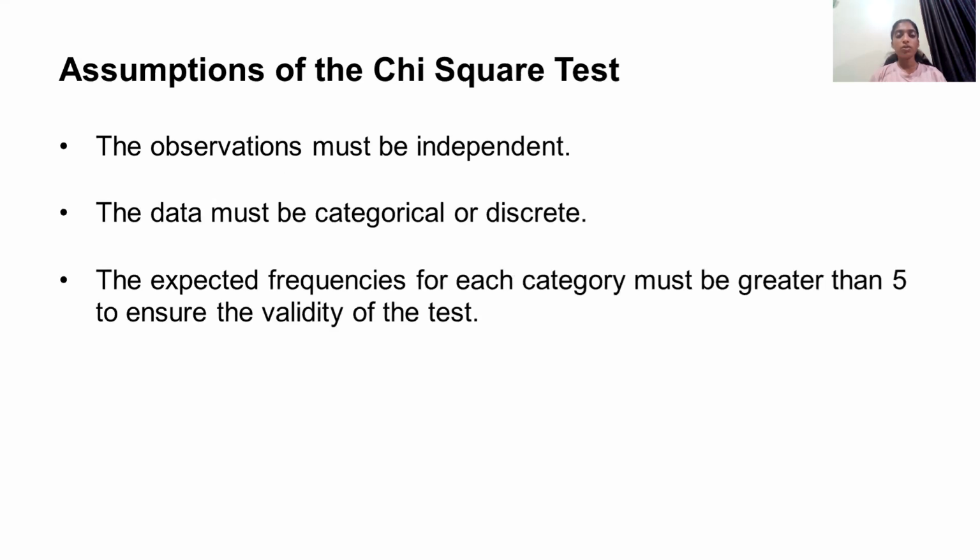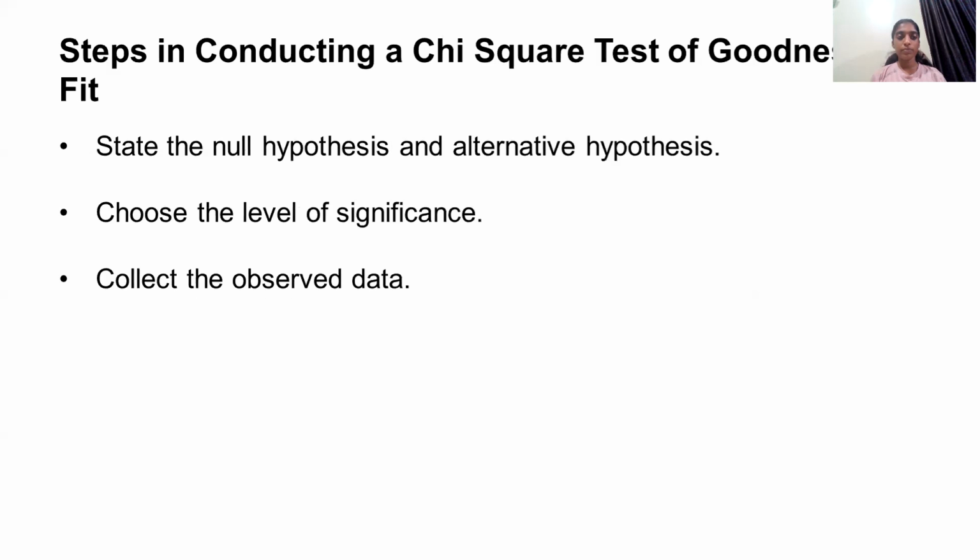Assumptions of chi-square test. The observations must be independent. The data must be categorical or discrete. The expected frequencies for each category must be greater than 5 to ensure the validity of the test.